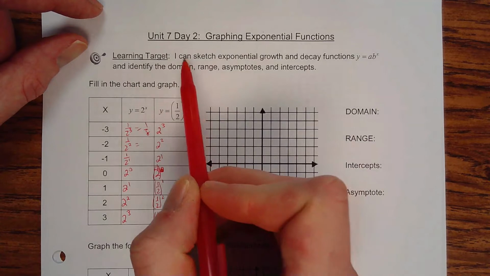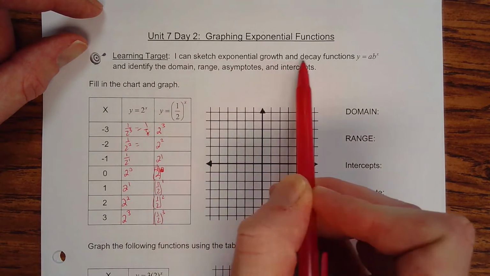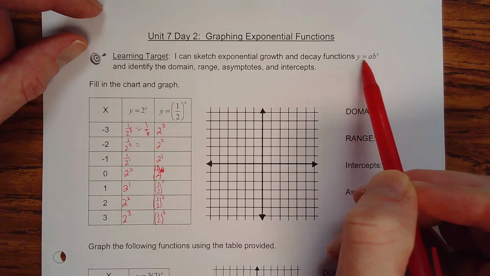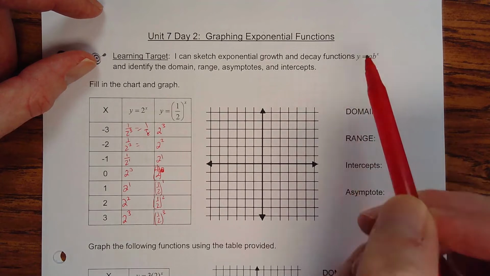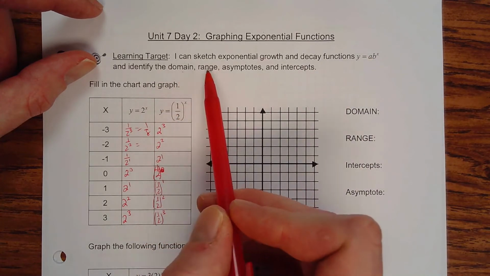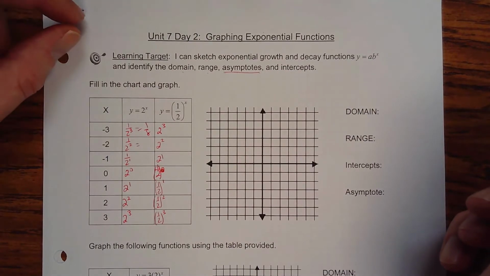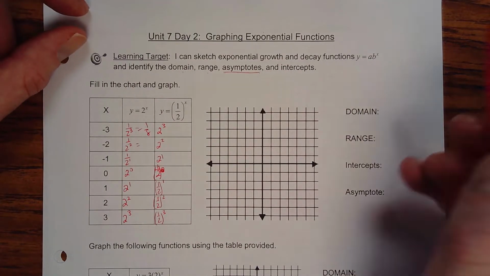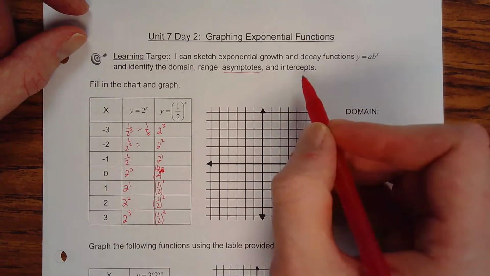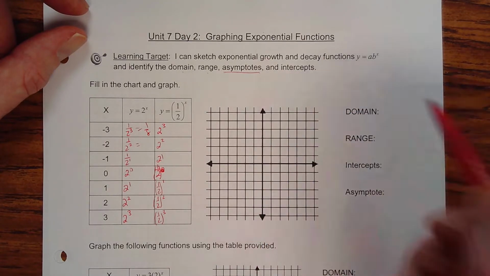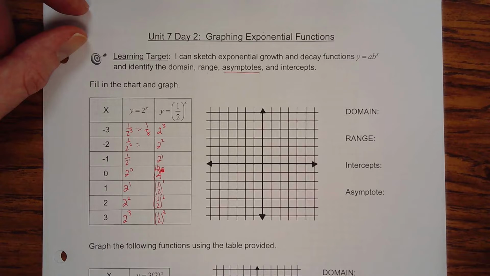So my learning target: I can sketch exponential growth and decay functions, y equals a·b^x plus k, that's the form they're in, and identify the domain, the range, and this idea of asymptote. I'm not sure if you've heard of that before, but we're going to explain that, and then intercepts. So we'll talk about x and y intercepts and which ones it has and which ones it doesn't have.